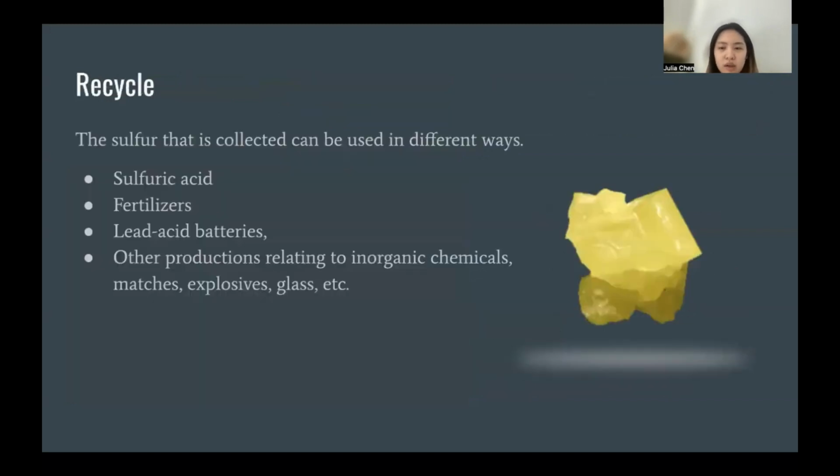So the recycling of the sulfur can be used in many other ways. One of the most common ways is to make and use sulfuric acid, which then can be made into fertilizers, lead acid batteries, and other products relating to inorganic chemicals, explosives, and glasses, etc.